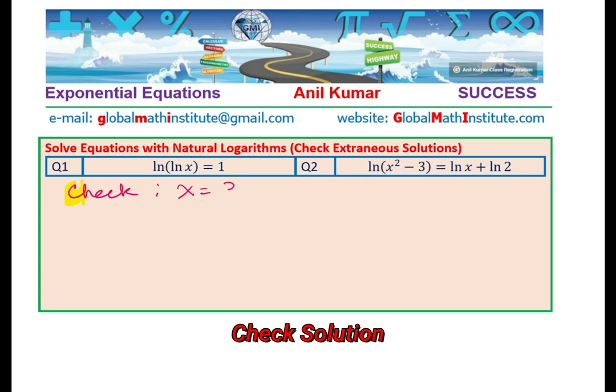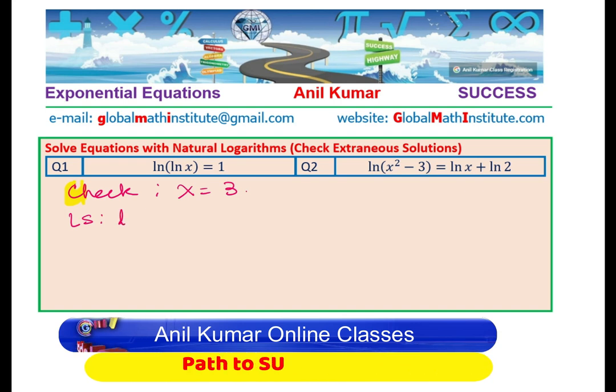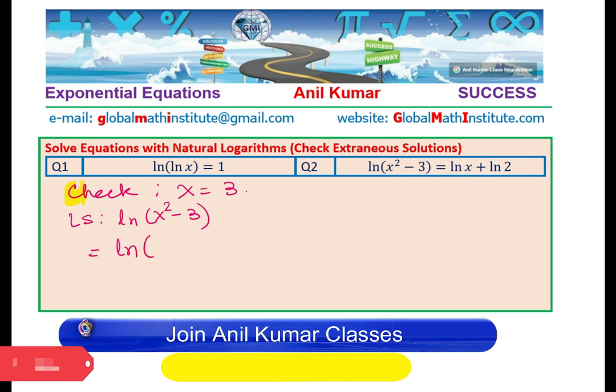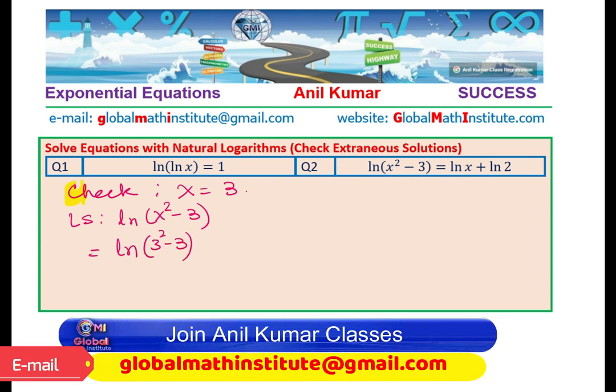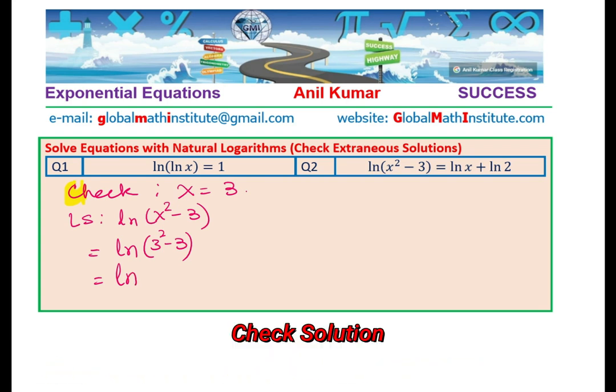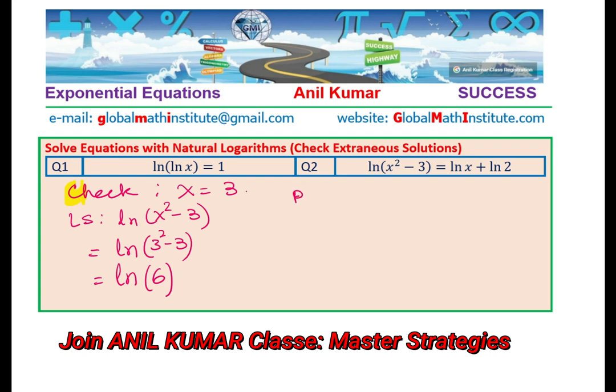If x equals to 3 is the solution indeed, right? So on the left side we have ln of x square minus 3, which is equals to ln of 3 square minus 3, or ln of 9 minus 3, which is 6, right? On the right hand side we have ln x plus ln 2, which is ln 3 plus ln 2, right? Which is ln of 3 times 2, correct? Which is also ln 6, right?